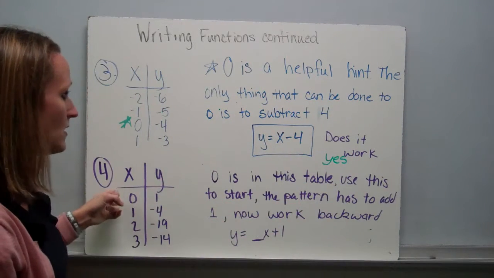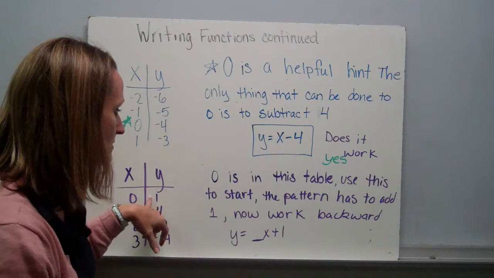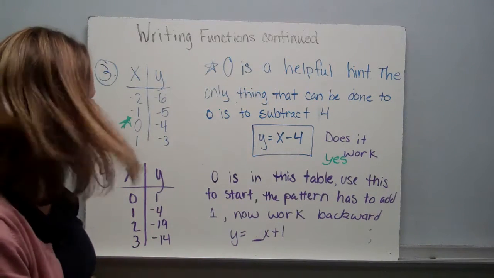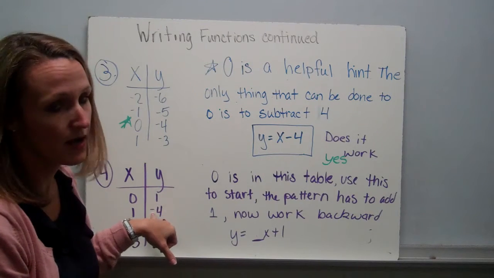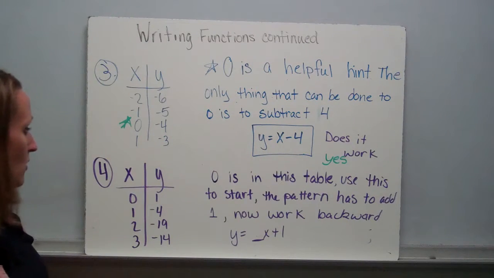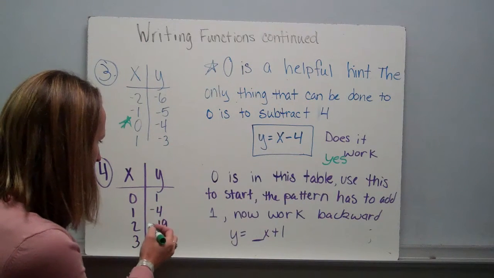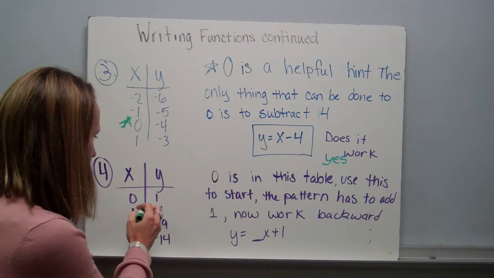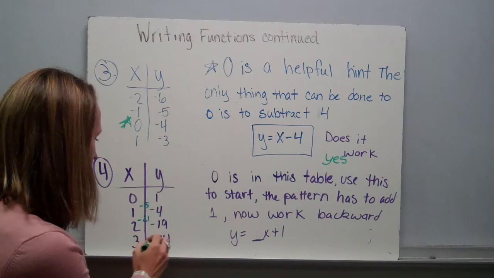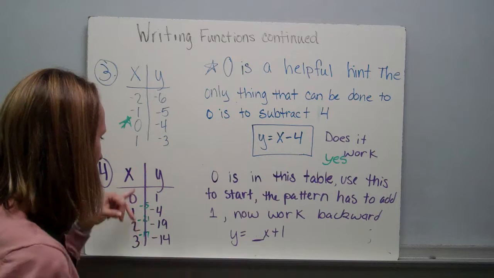Okay, so let's look at this one. We have a 0 again, so let's use it to start. So let's see, if I do 0 plus 1, I could stop right now and say that my function rule is y equals x plus 1. But I have to try it a few more times. So 1 plus 1 does not give me negative 4. 2 plus 1 definitely doesn't give me negative 19. So this can't be it. So what else happens? So from here to here, this is minus 5. This is minus 21. This is minus 17. There is no pattern happening there.